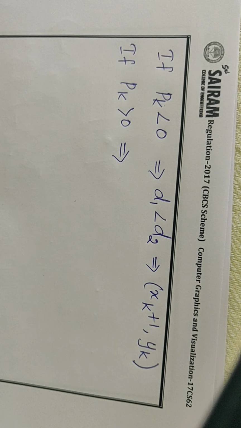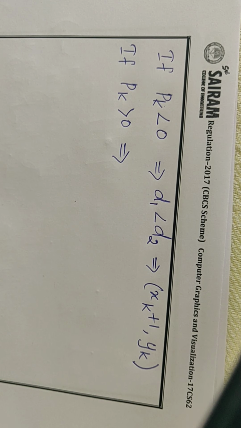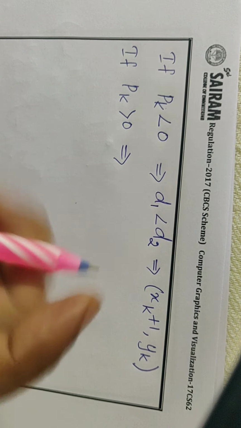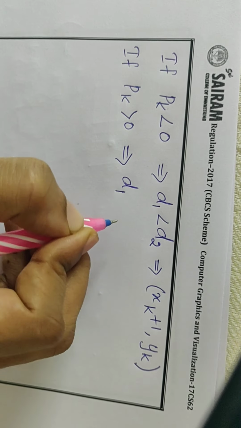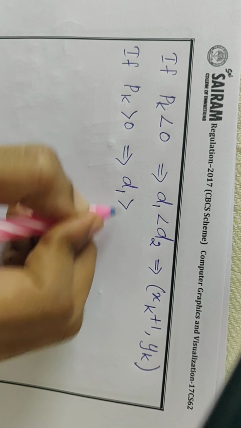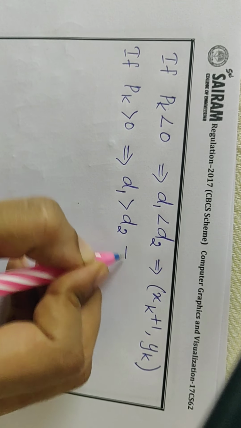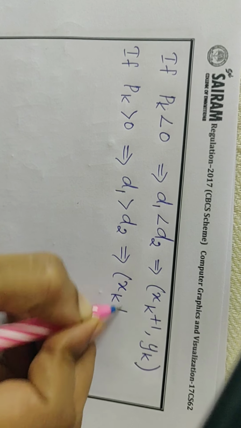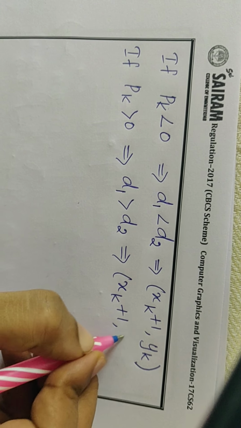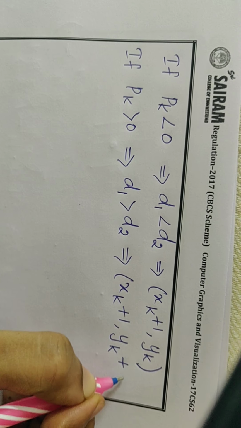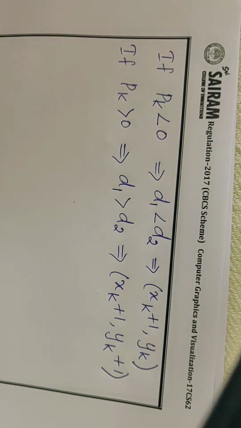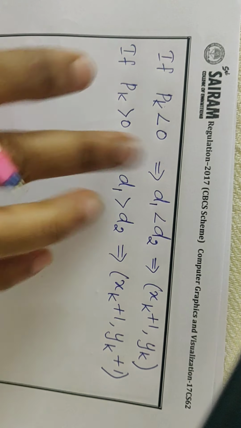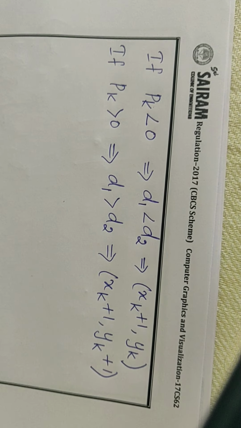Suppose pk is greater than 0. pk is greater than 0 means I am finding the difference d1 minus d2, so if it is greater than 0, d1 is greater than d2. That shows x gets incremented by 1. What is the next y value? y also I have to increment by 1. This is how we find the next coordinates.